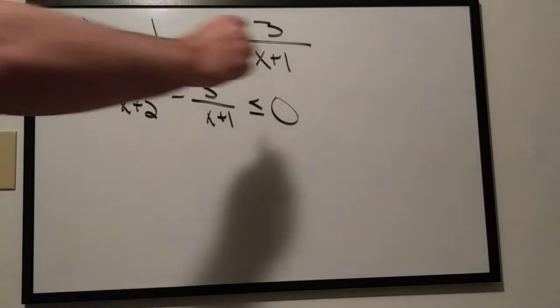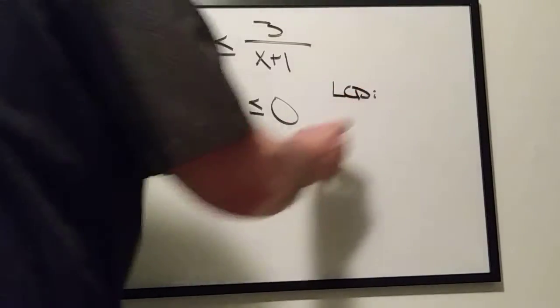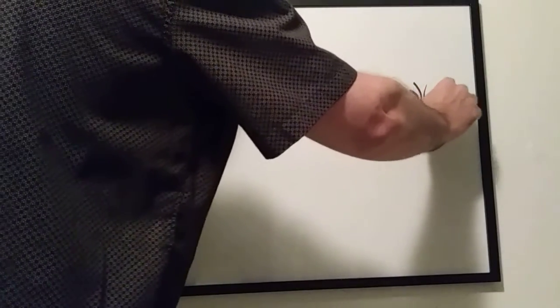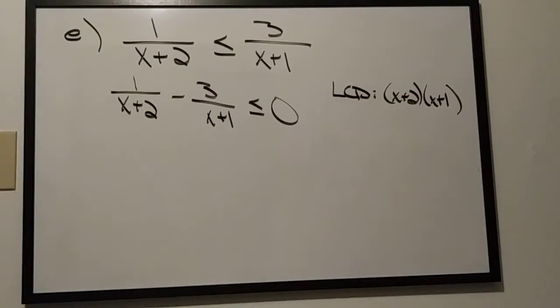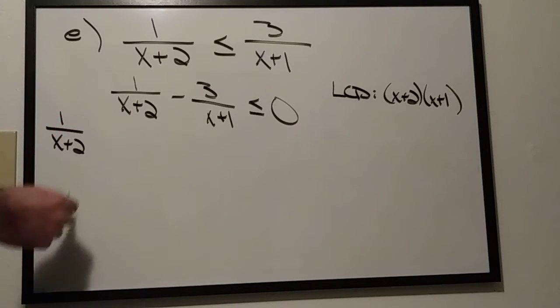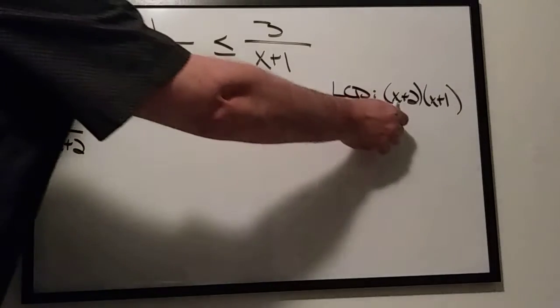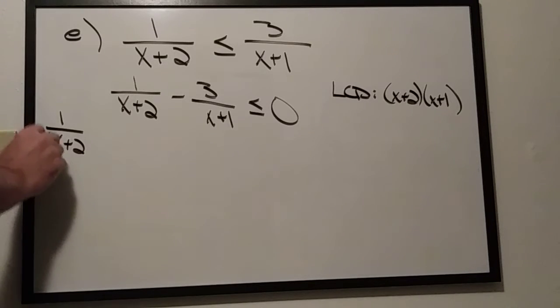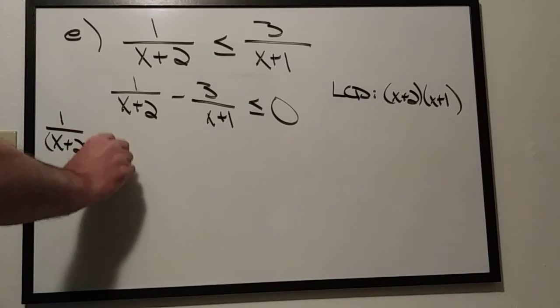And the LCD in this problem is going to be the product of our two denominators, x plus 2 and x plus 1. So now that I know that my LCD is x plus 2 times x plus 1, I need to look at each one of these rational expressions and try to figure out how to create that LCD for each one of those rational expressions. So 1 divided by x plus 2. When I compare the current denominator to the LCD, you're going to notice that the factor that's missing is x plus 1. So I'm going to come in and multiply the denominator by x plus 1.